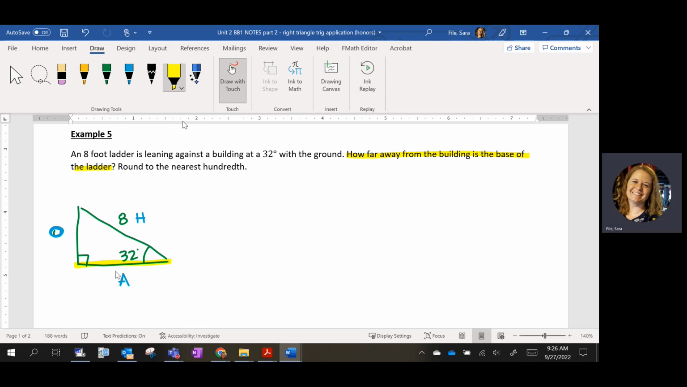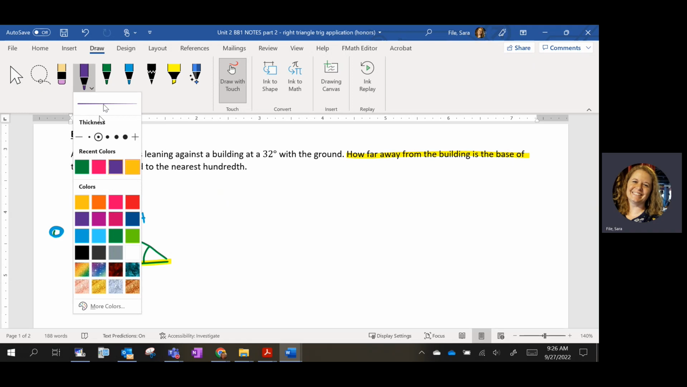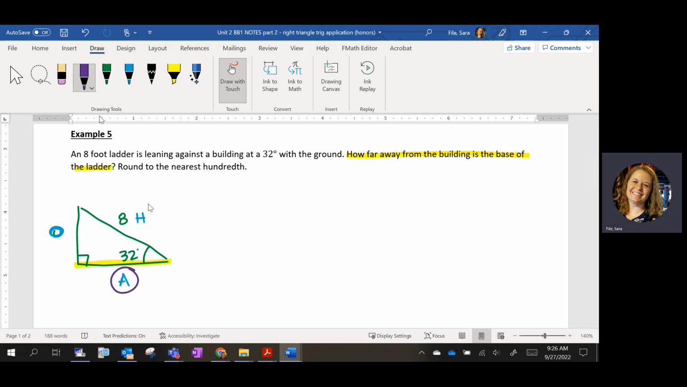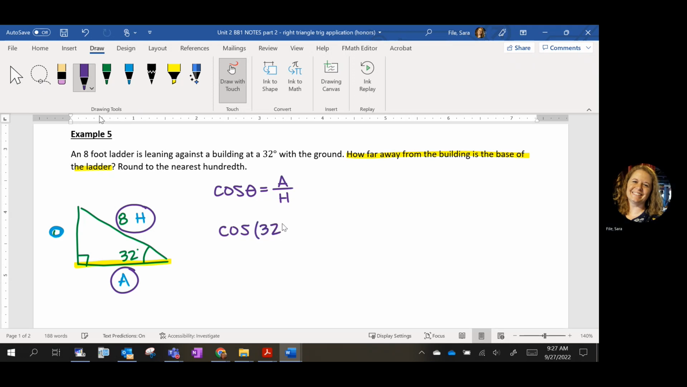Y'all agree? So we're looking for adjacent, and we know hypotenuse. What trig function puts adjacent and hypotenuse together? Cosine. So the habit I'm going to get in is always to write out my cosine with the variables: theta for the angle, and then the ratio A over H. My second step is to plug in the two of those three pieces that I know. I know 32 degrees is theta, adjacent is my unknown, and the hypotenuse is 8.